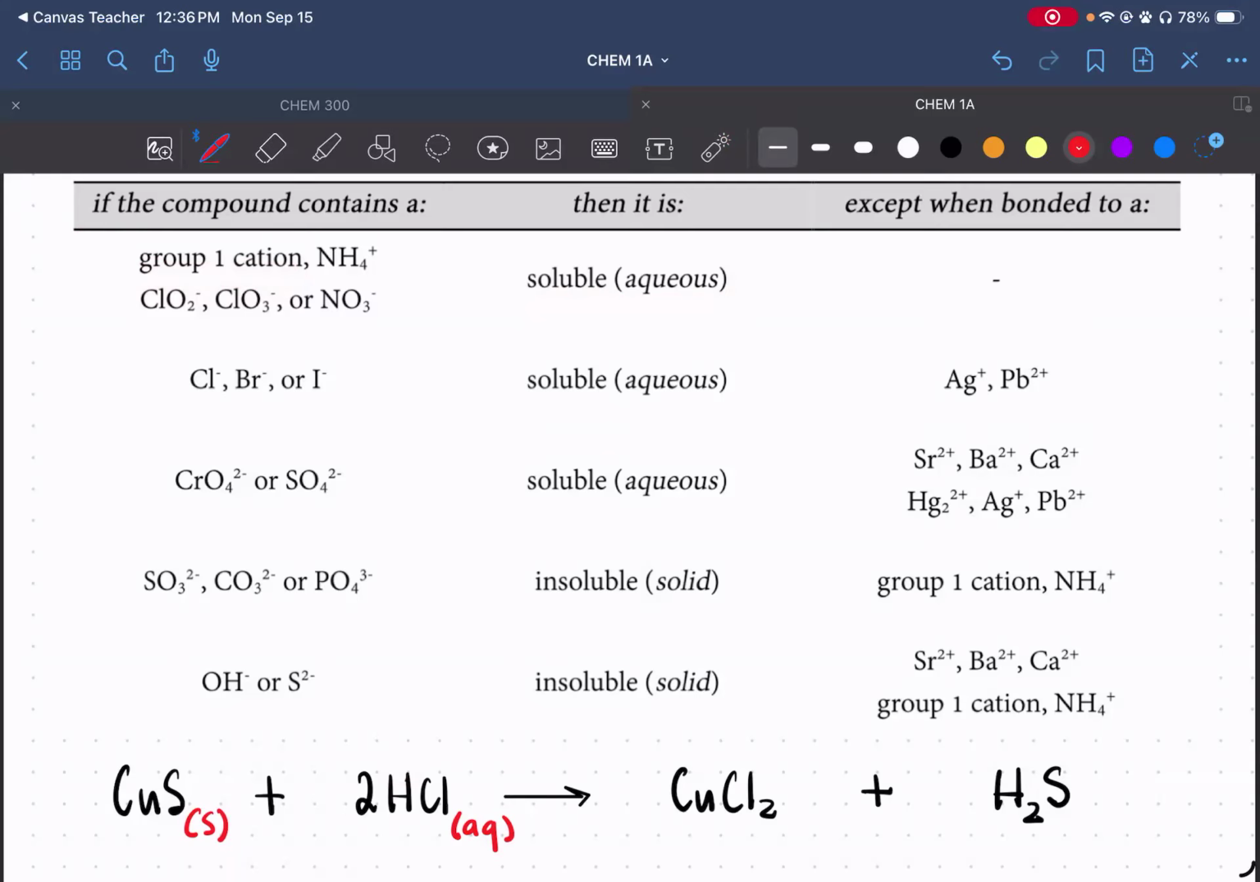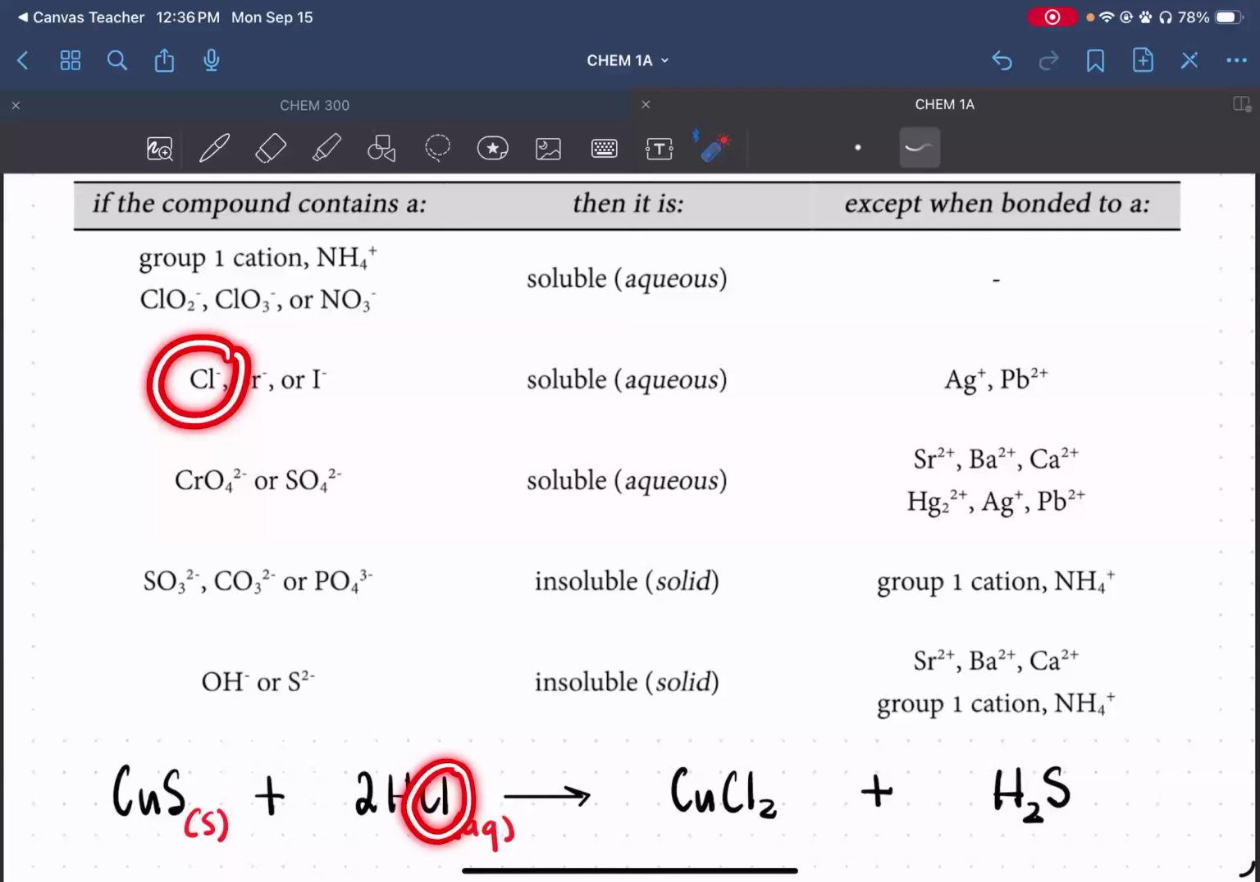Now, what if you didn't notice the hydrogen first? That's okay. If you looked for the chlorine, that would actually be the second one. If the compound contains a chlorine, then it is soluble, aka aqueous. Is hydrogen an exception? No. So aqueous. So two ways you could have identified AQ there. You either could have gone via the hydrogen first or the chlorine.